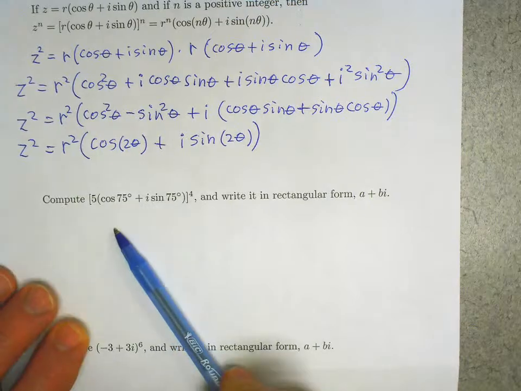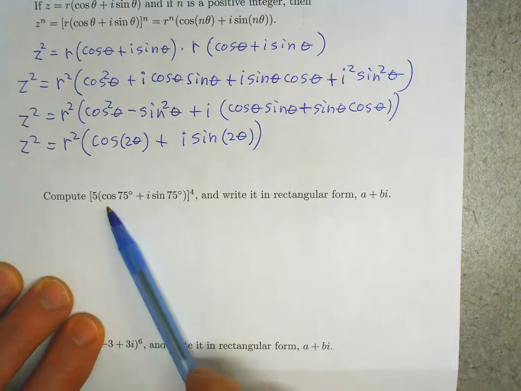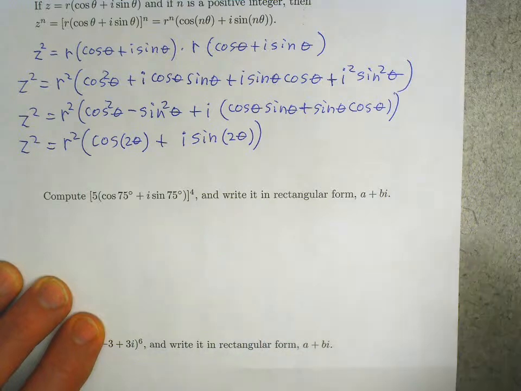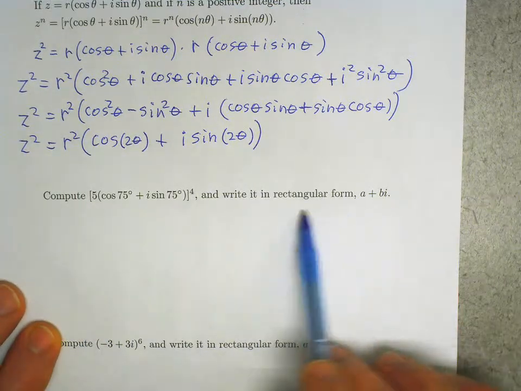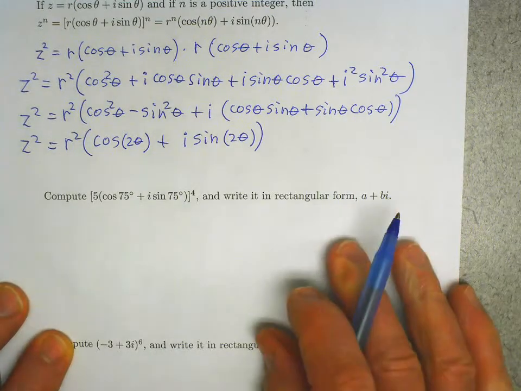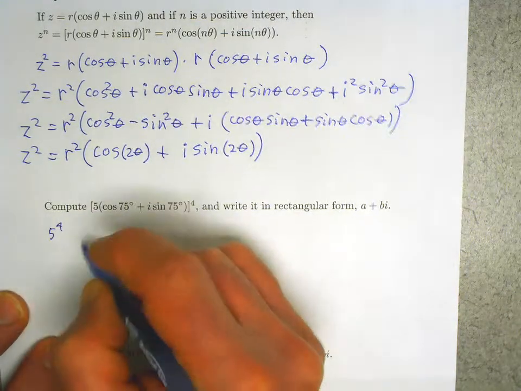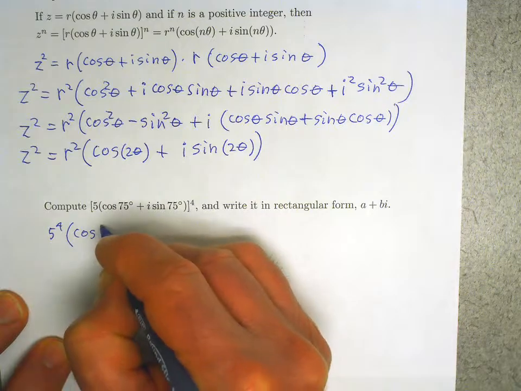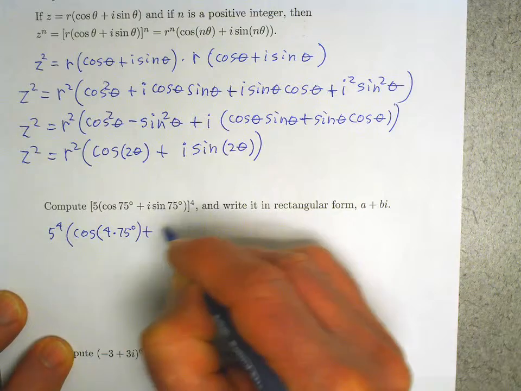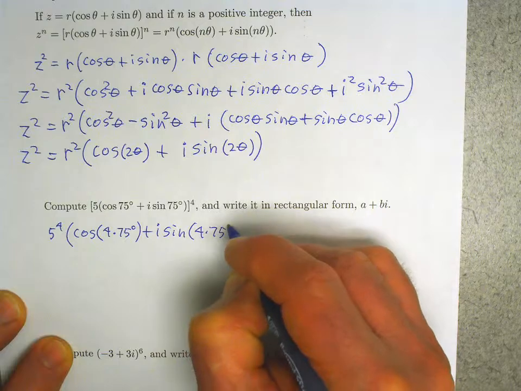Okay, so on this one, we'll compute in brackets 5 times the quantity cosine of 75 degrees plus I times sine of 75 degrees to the 4th power. And then afterwards, we'll write it in rectangular form. So to do this, we just apply the formula. So this is 5 to the 4th times cosine of 4 times 75 degrees plus I times sine of 4 times 75 degrees.